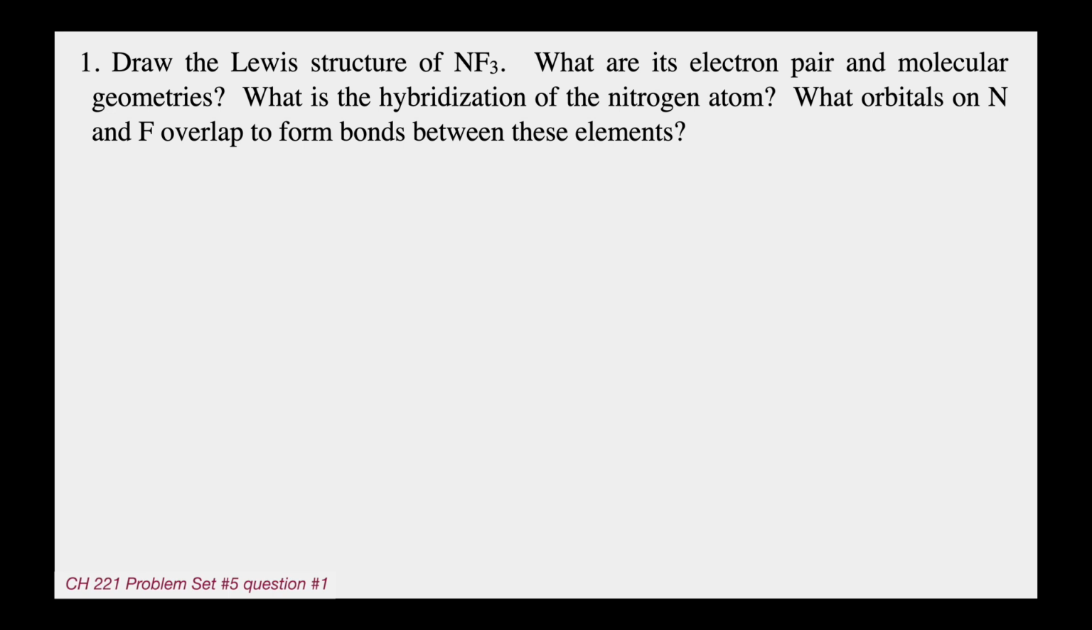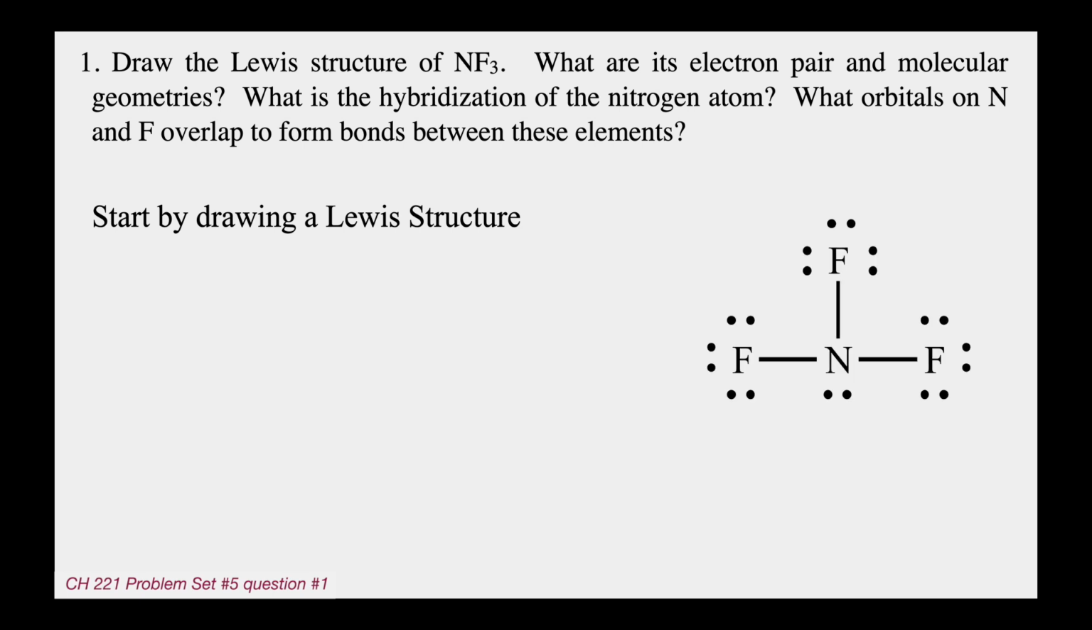From the Lewis structure, you can get the electron pair geometry, the molecular geometry. From the Lewis structure's electron pair geometry, you can get the hybridization of the central atom, which is nitrogen. And finally, from that, we can figure out what kind of orbitals overlap between nitrogen and fluorine in this molecule. So again, start just by drawing out the Lewis structure. You've got to have the Lewis structure. And if you've done it, this is going to be tetrahedral nitrogen.